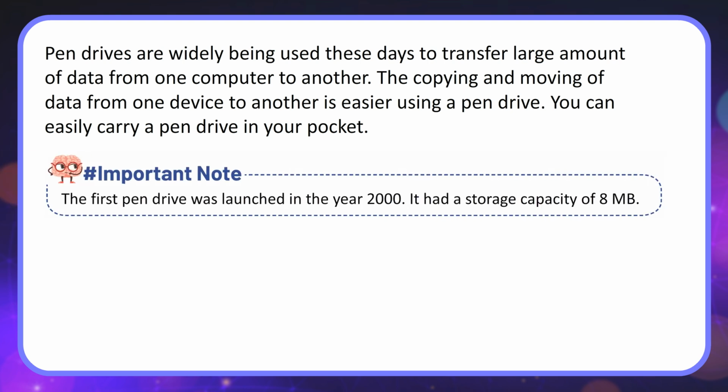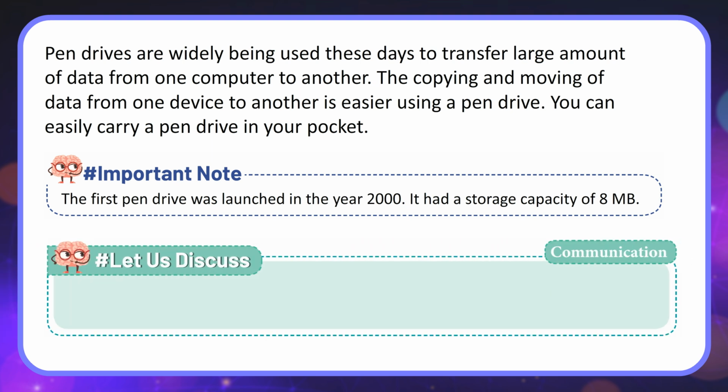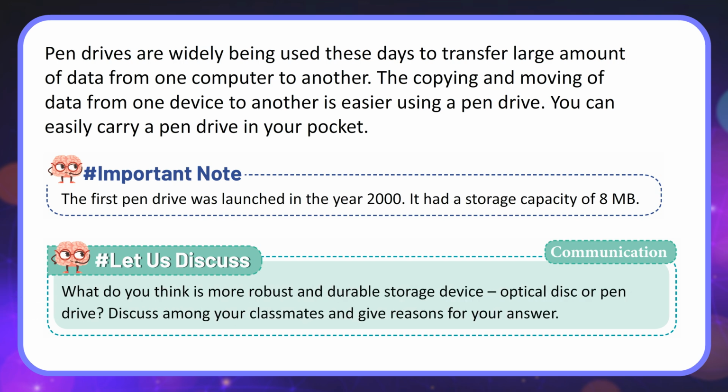Important note: the first pen drive was launched in the year 2000. It had a storage capacity of 8 MB. Let us discuss communication. What do you think is a more robust and durable storage device, optical disc or pen drive? Discuss among your classmates and give reasons for your answer.